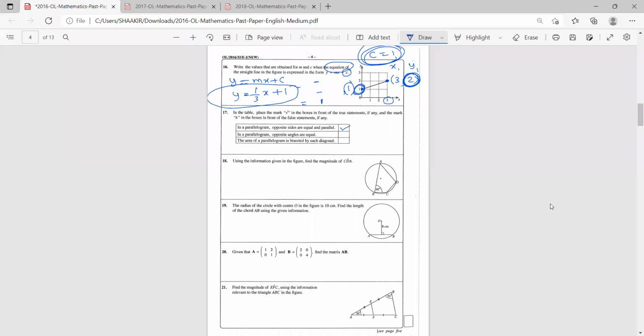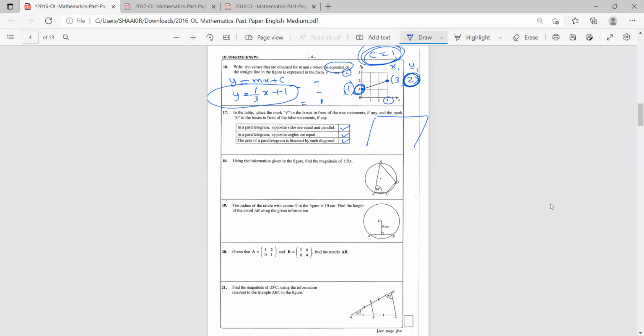And then the next statement: in a parallelogram, opposite angles are equal. That is true. Opposite sides are equal and parallel, and opposite angles are equal. The next one: the area of a parallelogram is bisected by each diagonal. That is also correct. That means, children, if it is a parallelogram, it will slightly slant. You have to slant it, not like a rectangle.